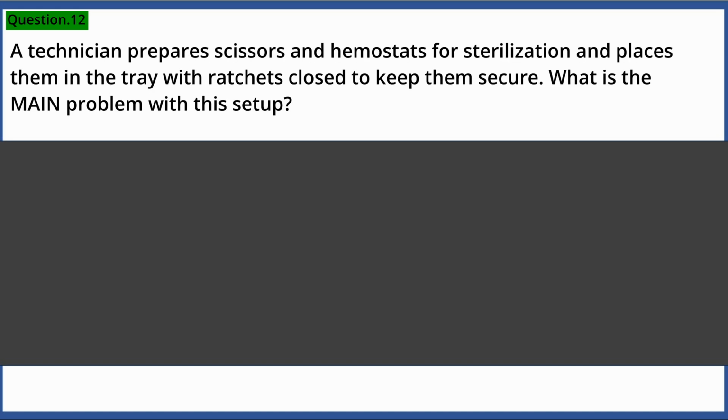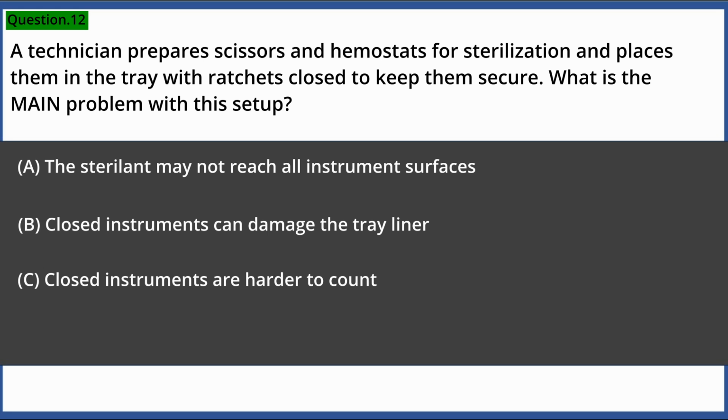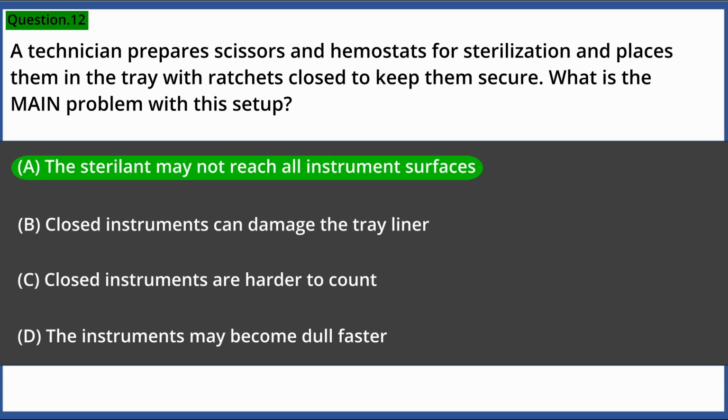A technician prepares scissors and hemostats for sterilization and places them in the tray with ratchets closed to keep them secure. What is the main problem with this setup? A. The sterilant may not reach all instrument surfaces. B. Closed instruments can damage the tray liner. C. Closed instruments are harder to count. D. The instruments may become dull faster. Answer: A. The sterilant may not reach all instrument surfaces.